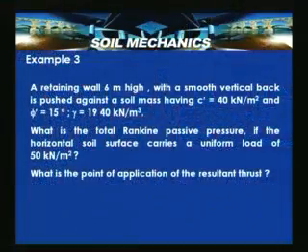Third example: a retaining wall 6 meters high with a smooth vertical back. In this case, the wall is pushed against a soil mass, that is, the wall moves towards the soil, and C dash is equal to 40 kN/m square, phi dash is equal to 15 degrees, and gamma is 19.40 kN/m cube. What is the total Rankine pressure if the horizontal soil surface carries a uniform load of 50 kN/m square? There is a surcharge acting on the top. What is the point of application of the resultant thrust? This is the problem under question.